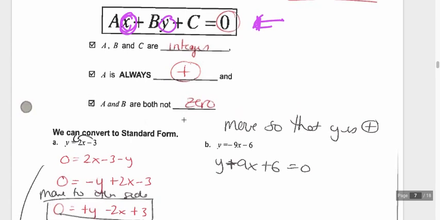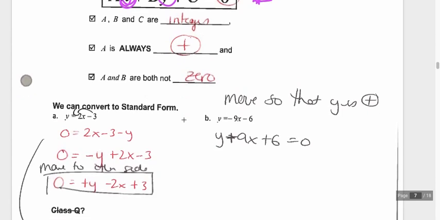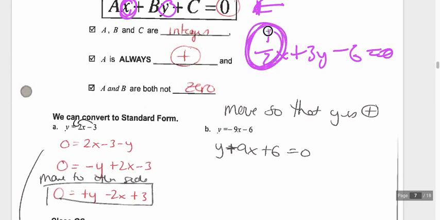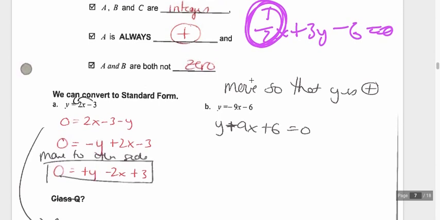Anyway, another way to write this in standard form is we always have integers. So if you find yourself with this as your equation, that's no good. We don't want fractions here. Okay, so you can get rid of those. If they come up, I can show you, but it's not a big deal.